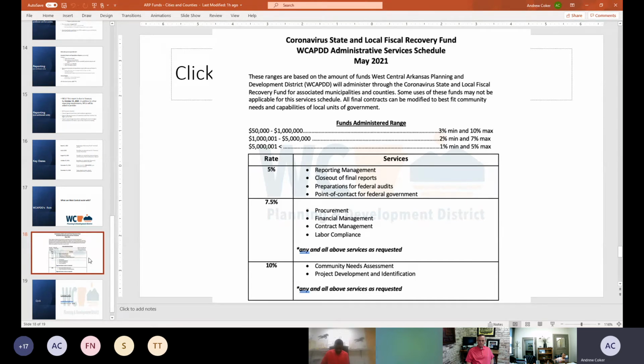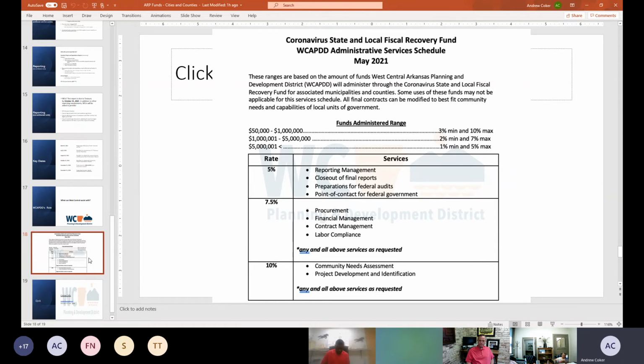So the main services we can provide are very typical of what we normally do with all of our federal and state grants. Reporting management, closing out final reports, preparing for federal audits. We are a local procurement unit as well, so we can handle procurement. We can handle financial management, contract management. We can also ensure labor compliance, making sure that we're following all the guidance there to the T.